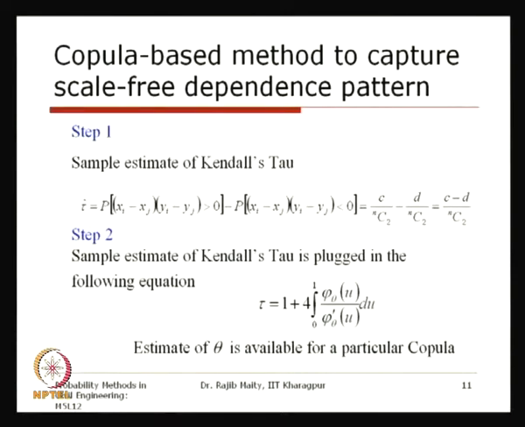So, the example that we are going to discuss is on this copula based method to capture the scale free dependence pattern. As we have discussed, the first step whenever we have some data is to estimate the sample estimate of the Kendall's tau of this data. This is the form that we have discussed. In step 2, that sample estimate of the Kendall's tau is plugged into the following equation, because we are using the Archimedean copula, so you know that this equation should be plugged in with that tau estimate. So, we will get the estimate of this theta for a particular copula.